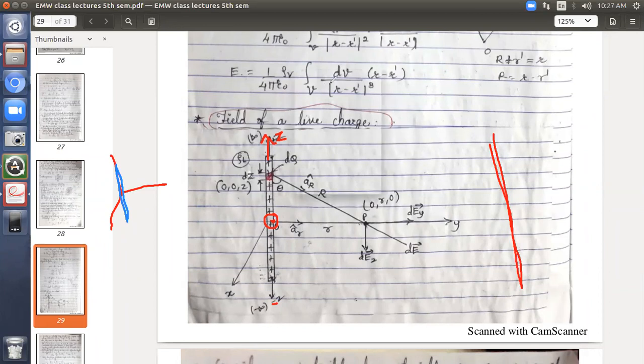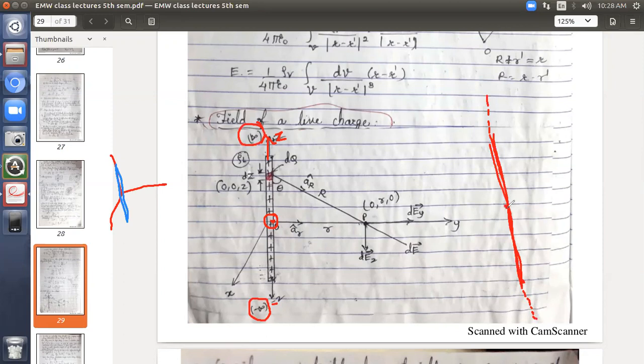This is the vertical alignment. Like this we have considered the wire. And if you see, I have written inside the brackets plus infinity and minus infinity. It indicates that the wire is too long, the length is extending on both sides, positive z axis and negative z axis, towards the infinity.